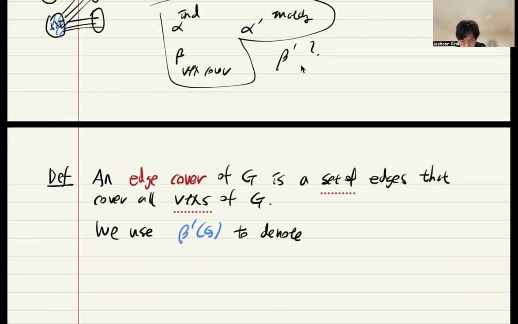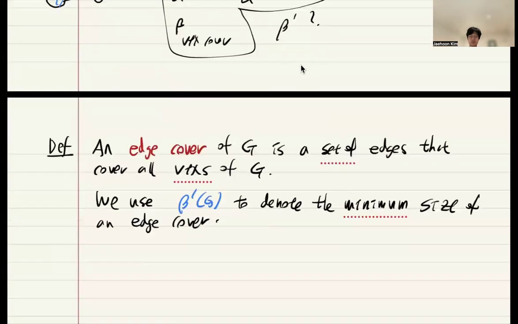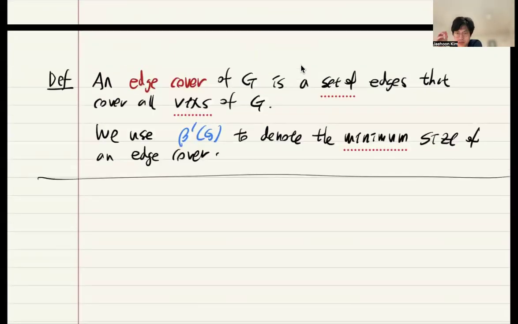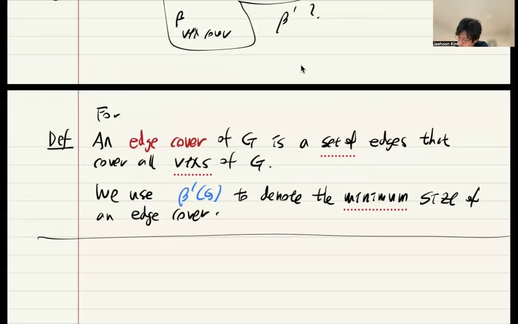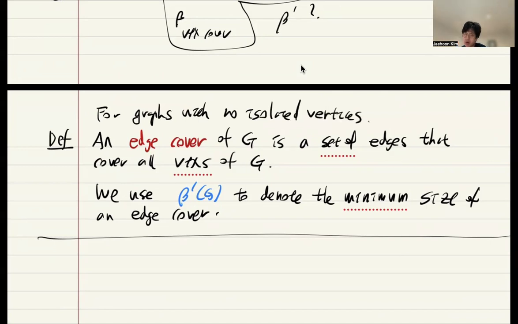to denote the minimum size of an edge cover. There is one catch here. We have to consider only graphs with no isolated vertices for this concept. If there is an isolated vertex, there is no way that you can cover this vertex by using any edges, right? So assuming that, we define this beta prime.